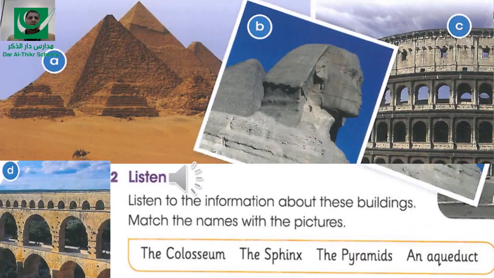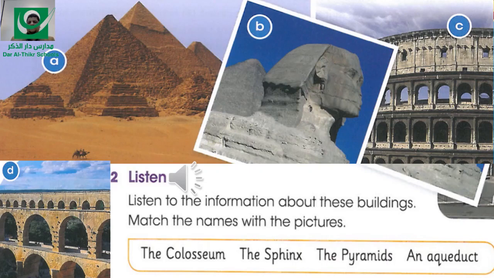Now, after you watch the video, I want you to pause this recording and try to match the names with pictures. For example, the Colosseum, which picture is the Colosseum, the Sphinx, the pyramids, and the aqueduct, and then come back to me. Now, you are going to listen to 2 children talking about these buildings. All I want you to do is listen to them carefully, and then you are going to check your answers, the ones you did when you were pausing the video.